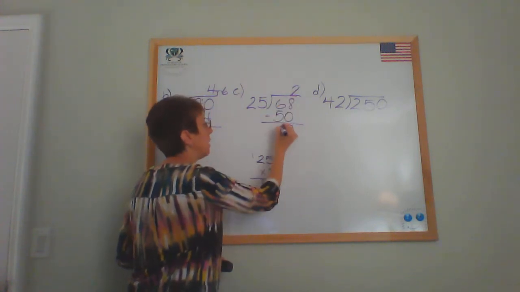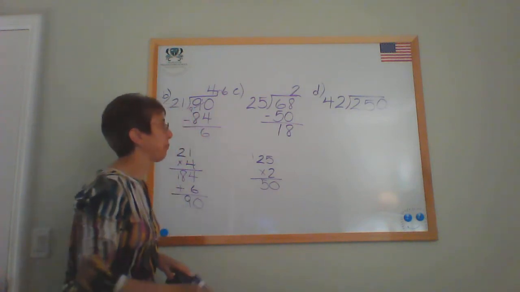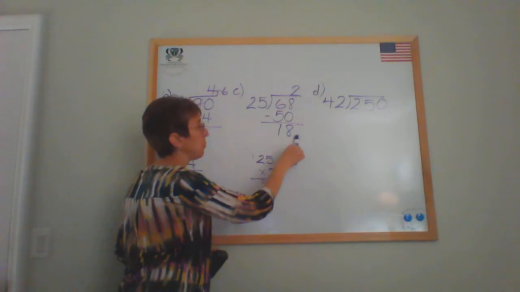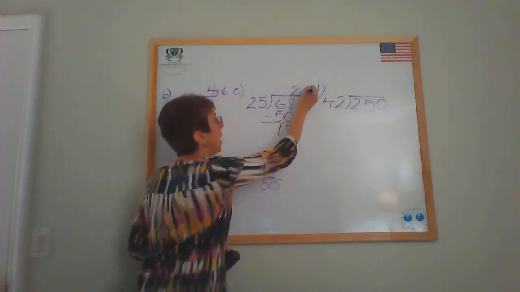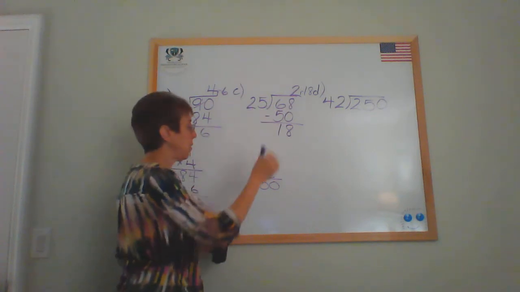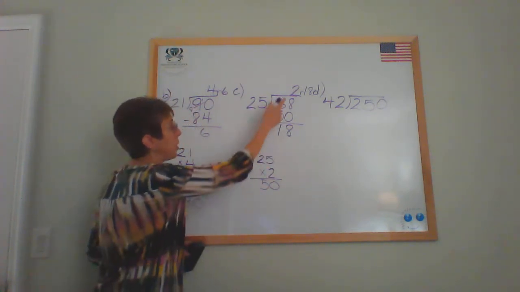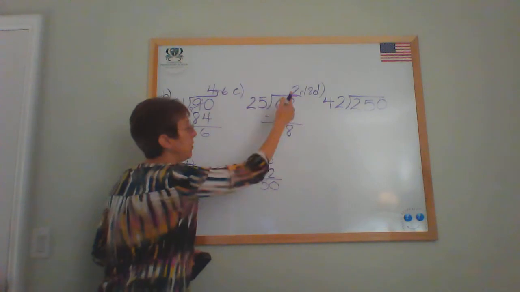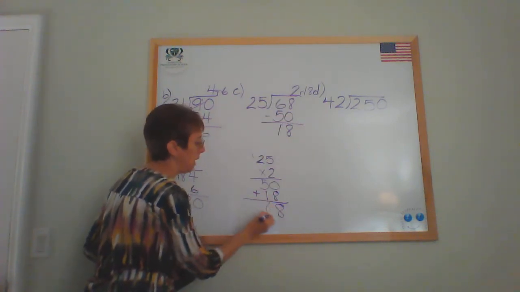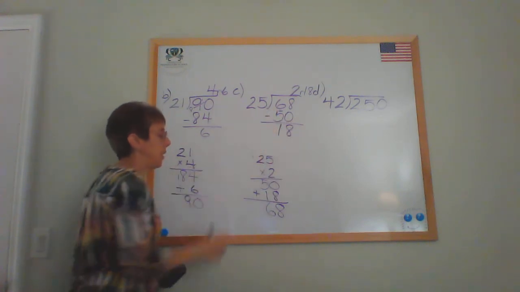It's 8. And bring down the 1. Okay, so 18. I don't have any other digits to bring down. I bring that up as the remainder. Remainder of 18. That is less than the divisor, so that's fine. So now I check. 25 times 2 is 50, plus the remainder of 18. 8. I get 68, and that's what I started with.